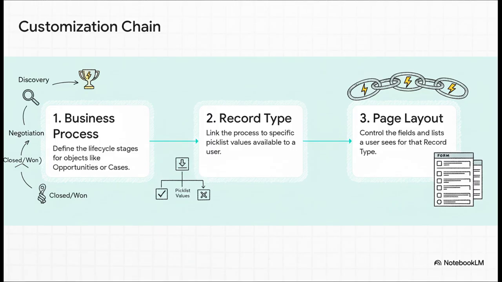Let's imagine you have two completely different sales teams, say an enterprise team and a small business team. You'd start by defining a unique business process for each one, with all the stages of their sales cycle. Then, you link that process to a record type, which also lets you control what options they see in drop-down menus. So the enterprise team might have a legal review stage that the other team never even sees. And finally, you assign a custom page layout to that record type, making sure each team only sees the fields that are actually relevant to them.